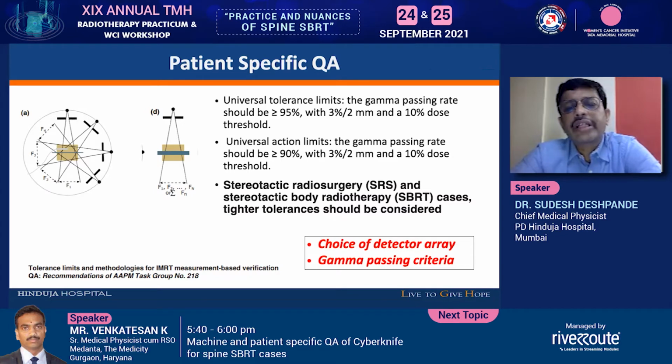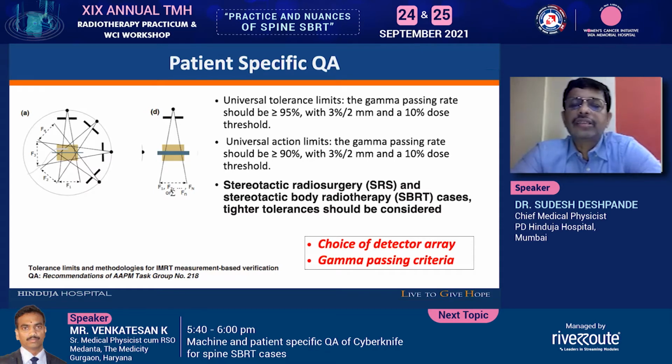So we have the criteria for VMAT and IMRT. In this criteria, we know that 95% of the time the gamma should pass, and at least it should pass 90% of the time. But these are for conventional IMRT and VMAT. When it comes to stereotactic radiosurgery, it does not say anything specific about the gamma passing criteria. It only tells that a tighter tolerance should be considered. So what do we mean by tighter tolerance? It may be different for different institutes. So this is the gray area.